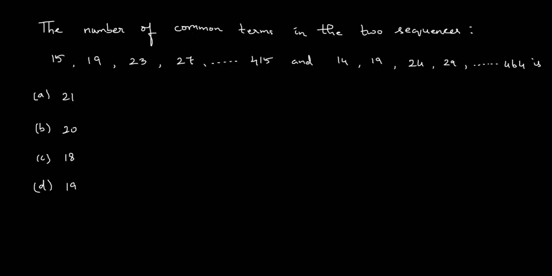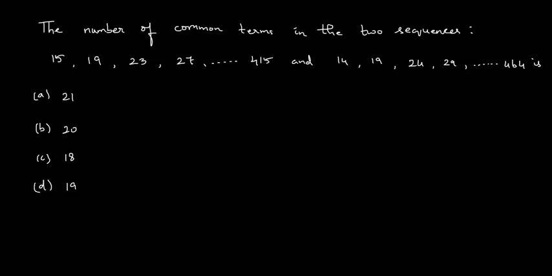In this video, we are going to see a previous year question of CAT, which is from 2019 and falls under progressions and series. So let's begin. The number of common terms in the two sequences given is.